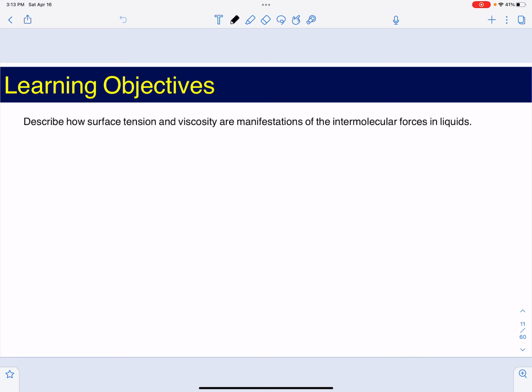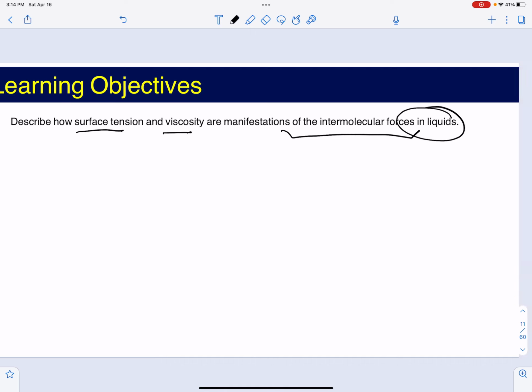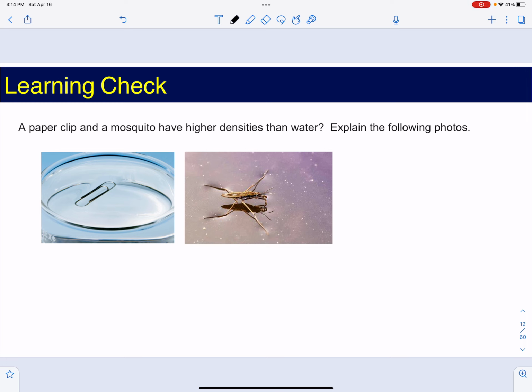So with that in mind, we are going to discuss surface tension and viscosity as a representation of the effect of intermolecular forces, specifically in liquids. So let's begin with this problem. And you have seen this before. I know you've seen this before.